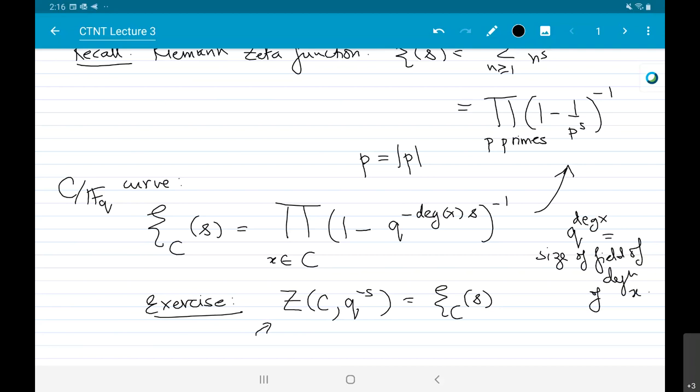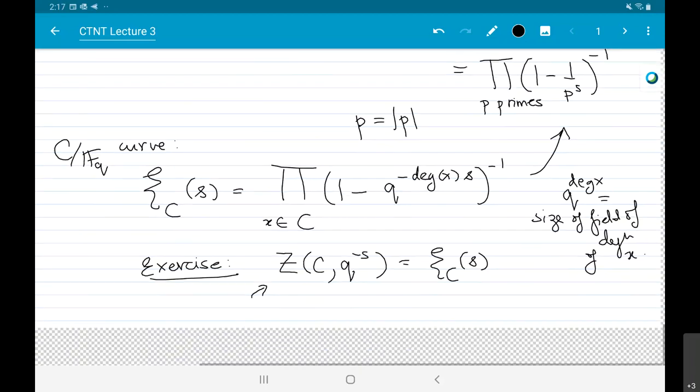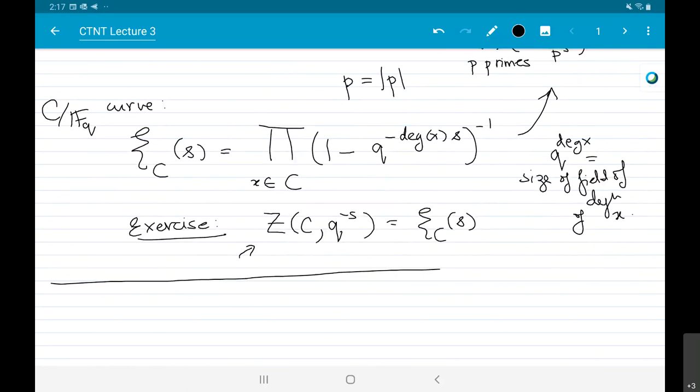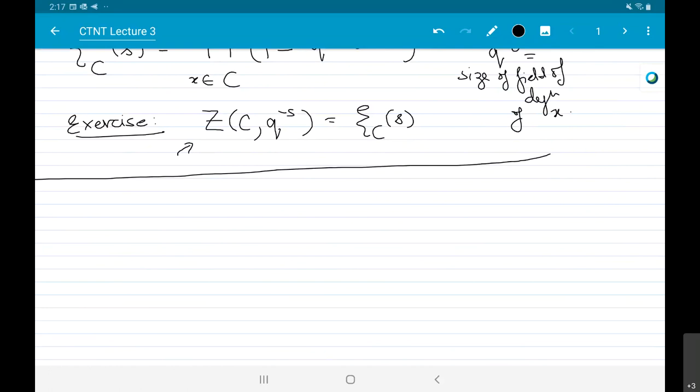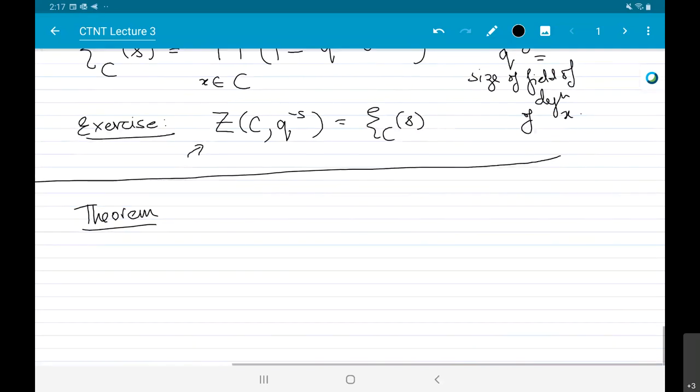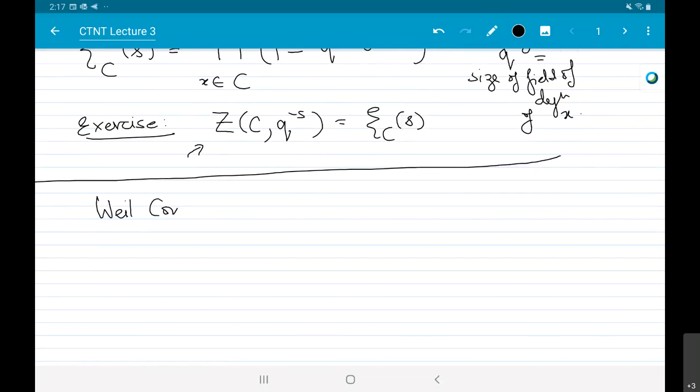So that's one way of looking at these things. Okay, and so now I'm going to state one of the major theorems in this area. This is a theorem now, well, since the 70s. These are called the Weil conjectures, but they have been proved for some cases.